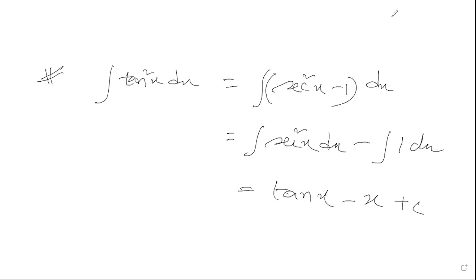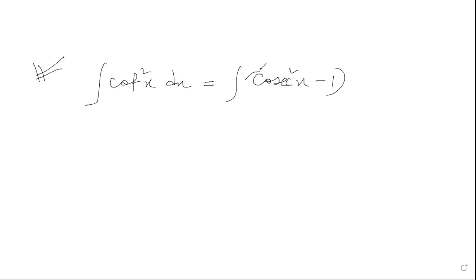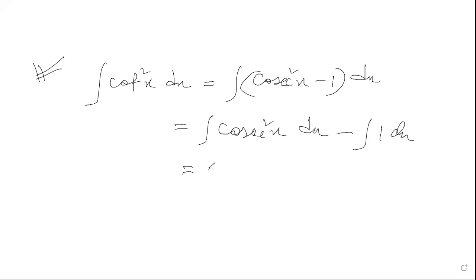Similarly, if I discuss cot square, what will be the idea? Cot square integration is not directly possible. So we write cot square as cosec square x minus 1, because cosec square x minus 1 is cot square. Now we proceed by separating the two: integration of cosec square x dx minus integration of 1 dx. Cosec square x integration will be minus cot x, and minus 1 gives minus x. So that is the answer for cot square x.